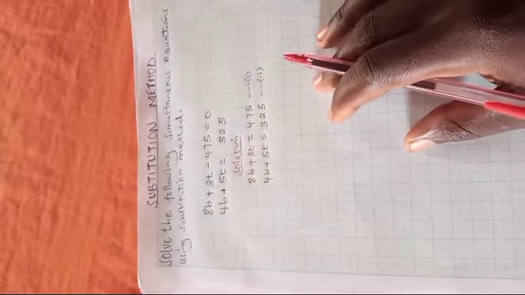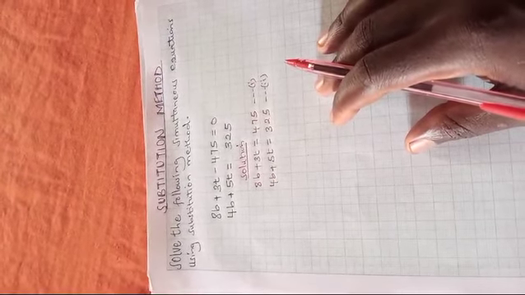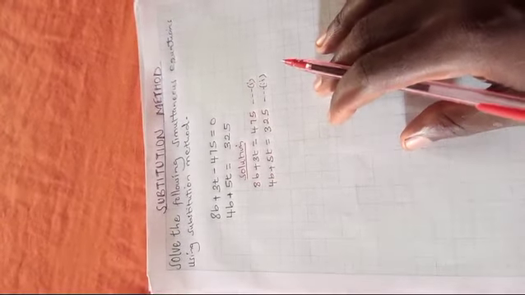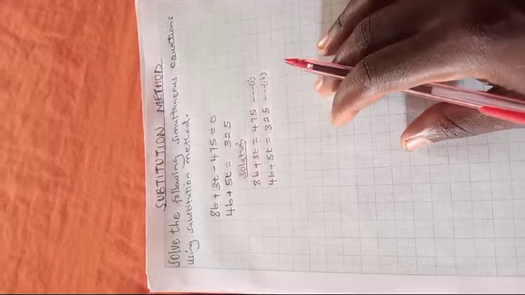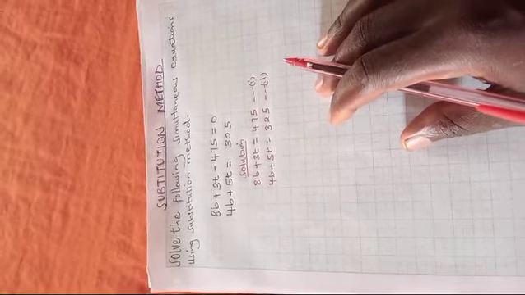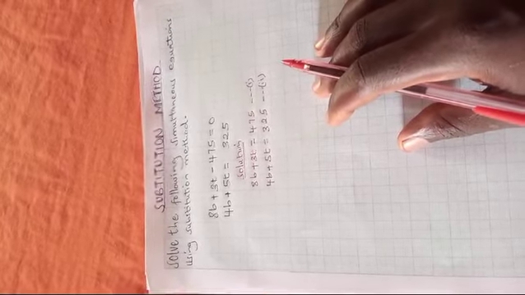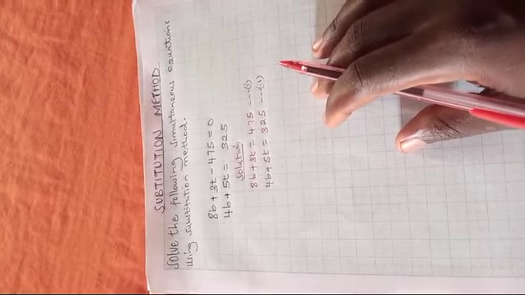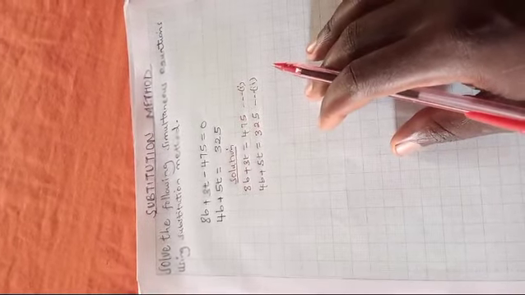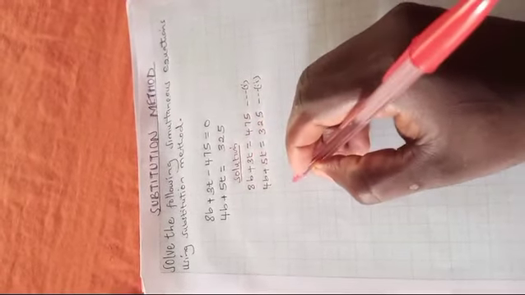We have two equations. Now we are going to use the substitution method. To substitute means to replace. So we are going to make either b or t the subject of the formula, and then we are going to replace whatever we get in either the first equation or the second equation. I prefer that we use the second equation.